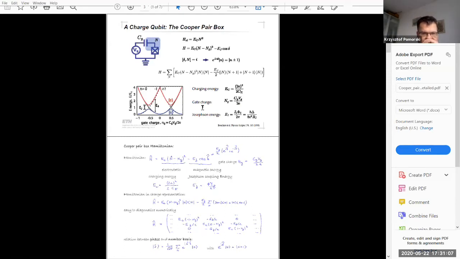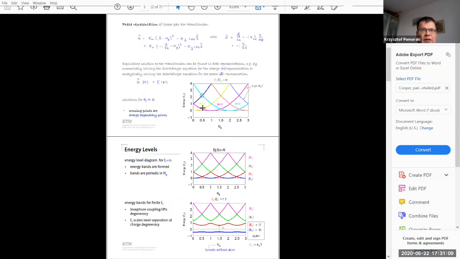Okay, and then solving this equation, we will get eigenenergies, and these eigenenergies can be controlled by polarizing voltage that is proportional to Ng, and so we can tune this landscape of energies.